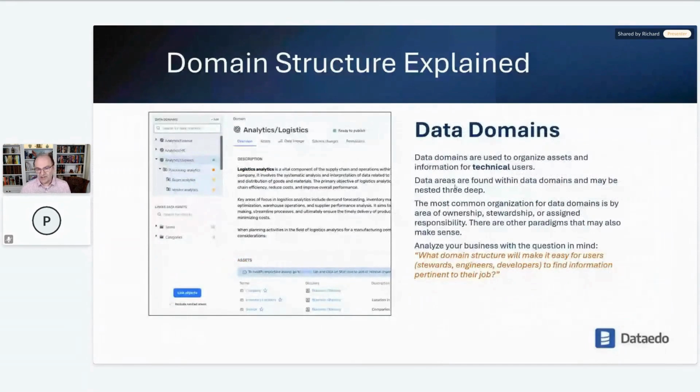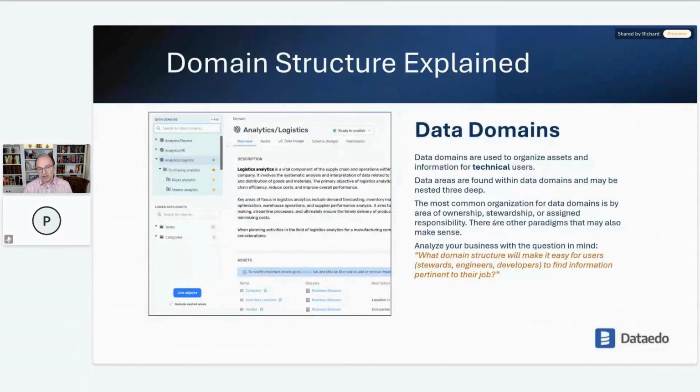For data domains, it's very similar, but here we are obviously focused on the technical users. So those people who have responsibility for providing data, and that's the organization we've indicated down here. The common organization is by ownership, stewardship, assigned responsibility, those ideas of working with the data and providing it to the consumers. So we have a different need here, but the approach is done the same way.